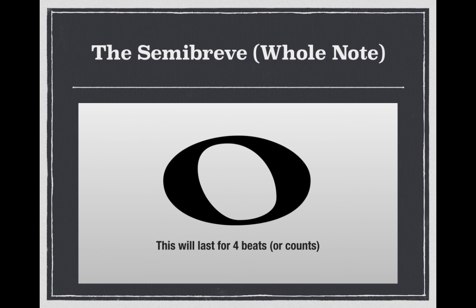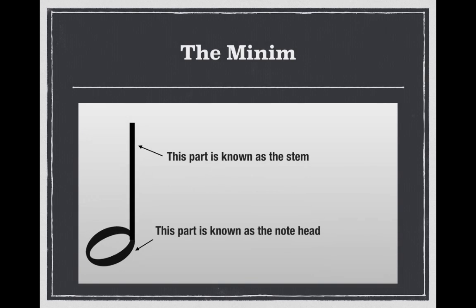A four-beat note is called a semibreve, or a whole note, and is shown simply as a circle. A two-beat note is called a minim, or a half note, and this is shown as a circle with the stem going up the right-hand side of that circle.